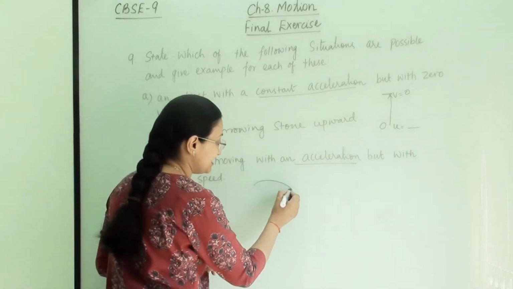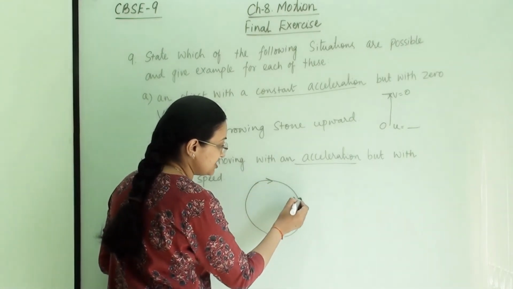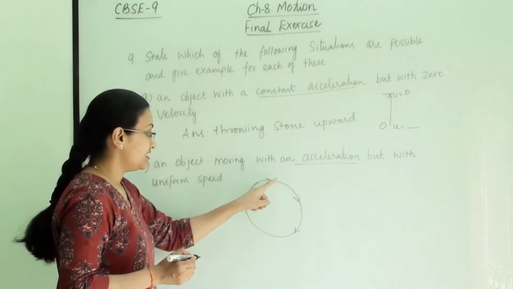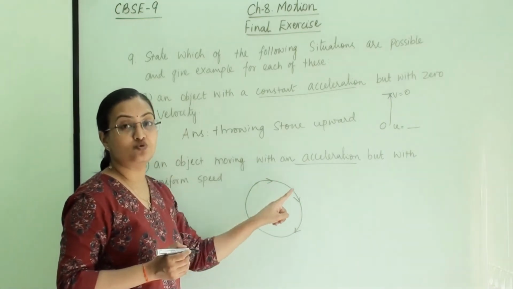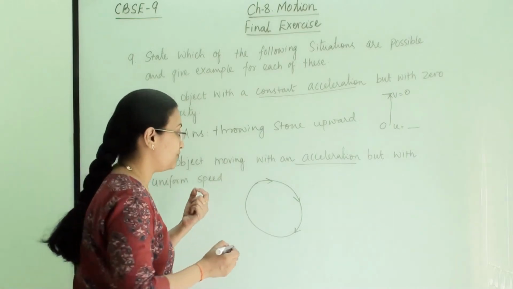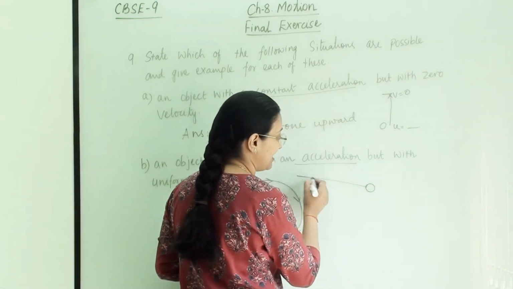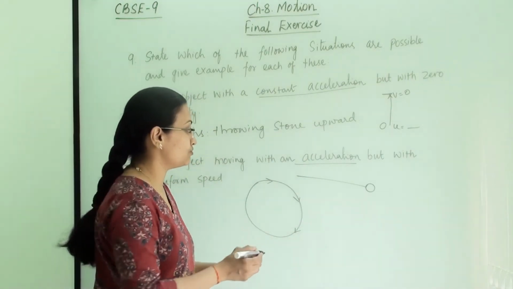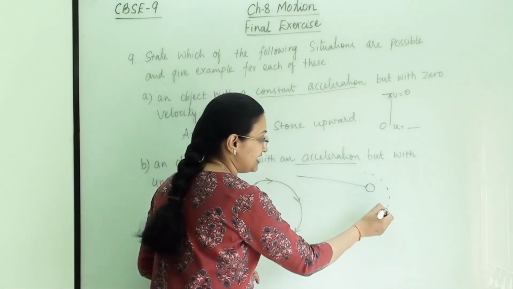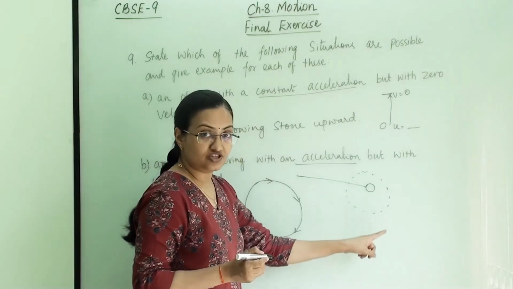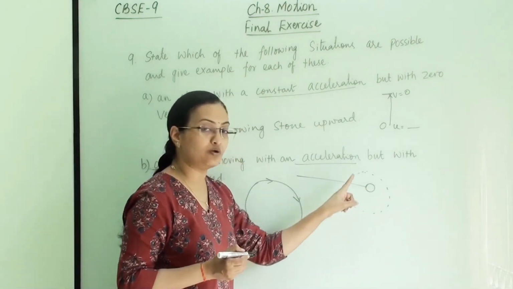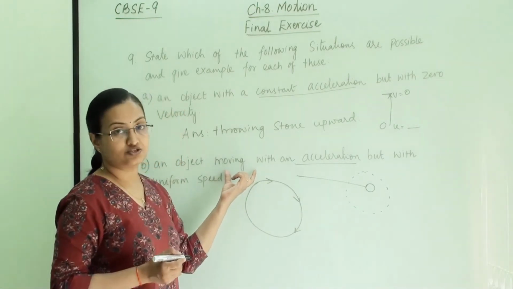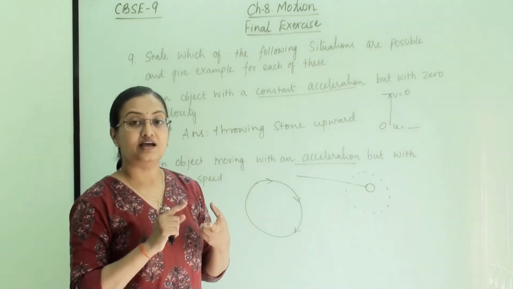So when any athlete is moving on a circular track, at each and every point his direction will change. So he has acceleration but his speed is uniform. He is moving with a uniform speed. Or we are tying a stone or a ball at the end of a rope and then giving a circular motion to that. In that case also, at each and every point its direction will change. It has acceleration and it is moving with a uniform speed. So either of these examples will be suitable for this situation.